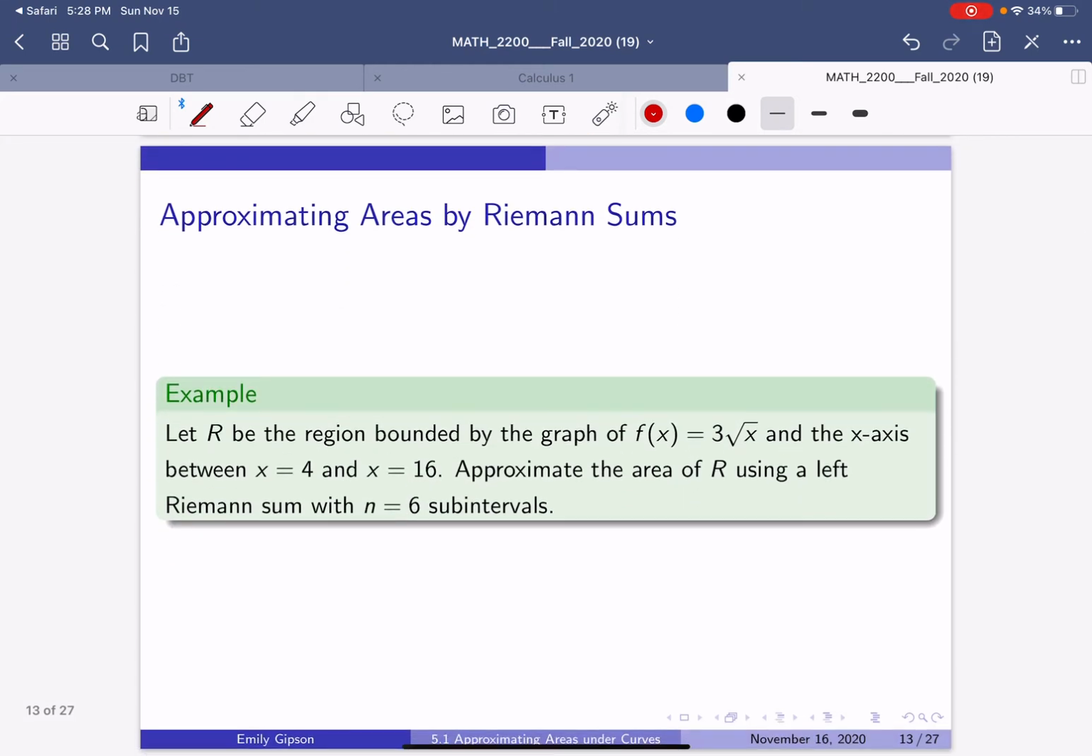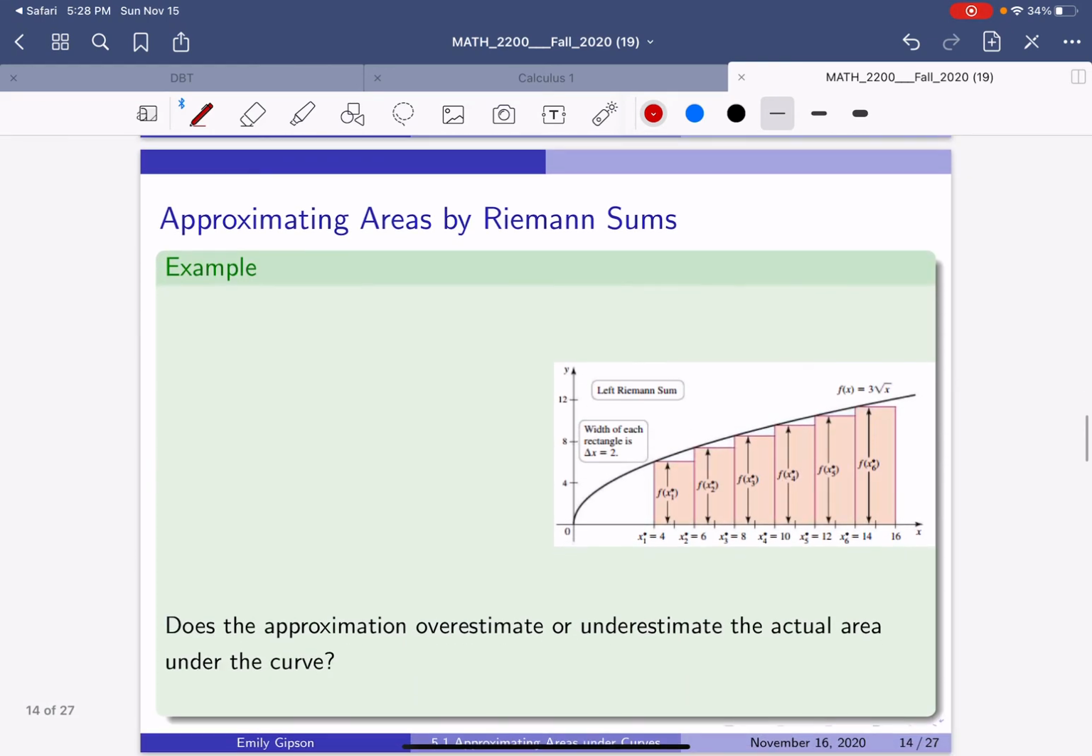So let's work on an example really quick. Let R be the region bounded by the graph of f of x equals 3 times the square root of x and the x-axis between x equals 4 and x equals 16. Approximate the area of R using a left Riemann sum with n equals 6 subintervals. So here I have a pre-drawn graph, because the square root function times 3 is a pretty meaty function to try and draw on my own, but we're going to do it all together.